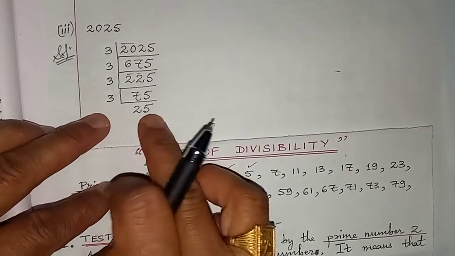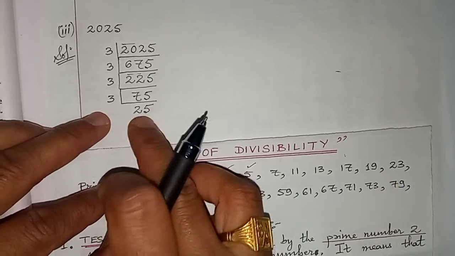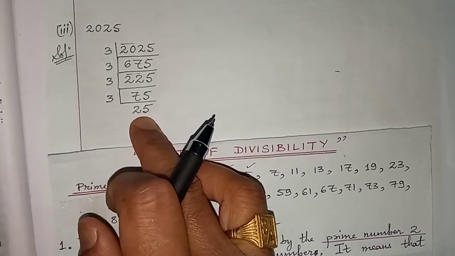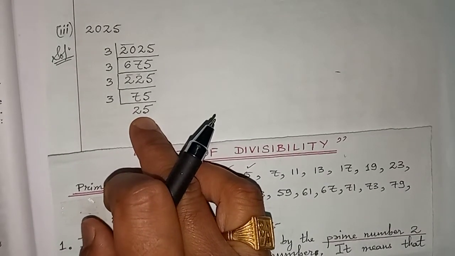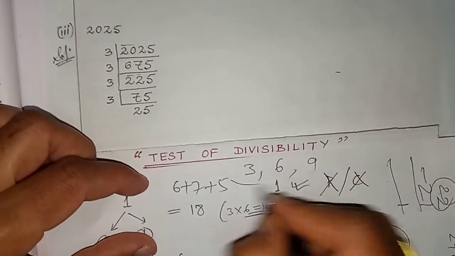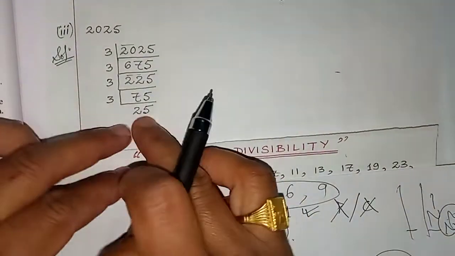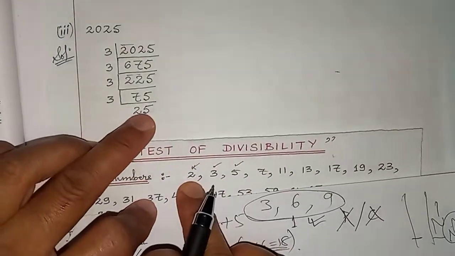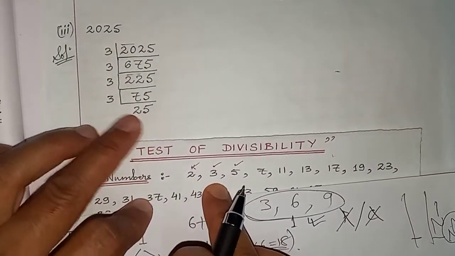Now see, can you divide this 25 by 3? Let's add again. 5 plus 2, or 2 plus 5, 7. And 7 doesn't come in the table of 3: 3 1s are 3, 3 2s are 6, 3 3s are 9. 7 doesn't come in the table of 3. That's why no need to try by 3. That means what? 25 we cannot divide by 2 because it's an odd number. We cannot divide by 3 because the sum is not a multiple of 3.